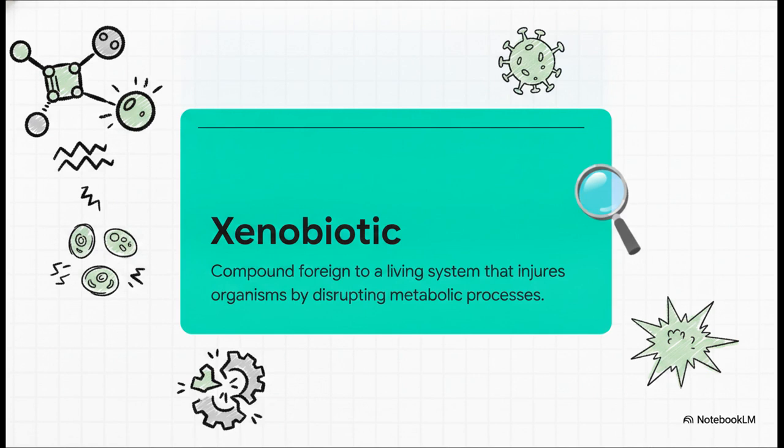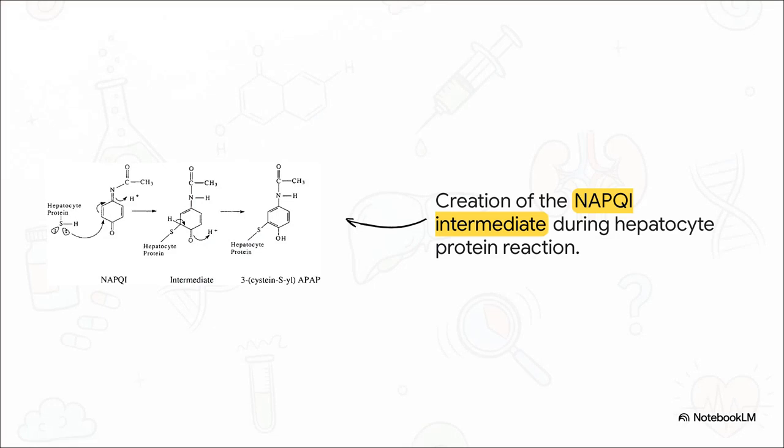And these foreign invaders injure us in two main ways, either by totally disrupting our critical metabolic processes or by causing direct physical structural damage to our cells. Understanding how these foreign compounds behave, how they get absorbed, distributed, and ultimately how they attack is really step 1 in medical toxicology. Take a look at the creation of that toxic intermediate right there, NAPQI.